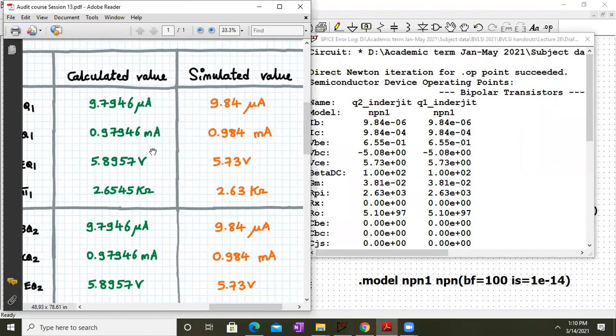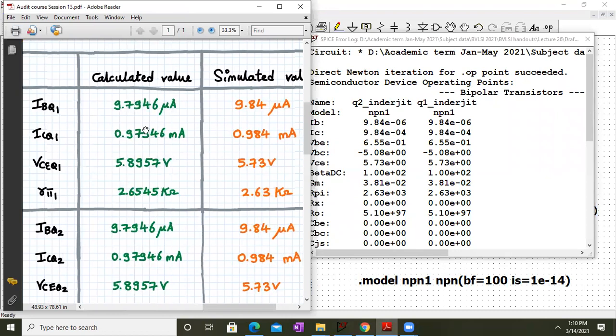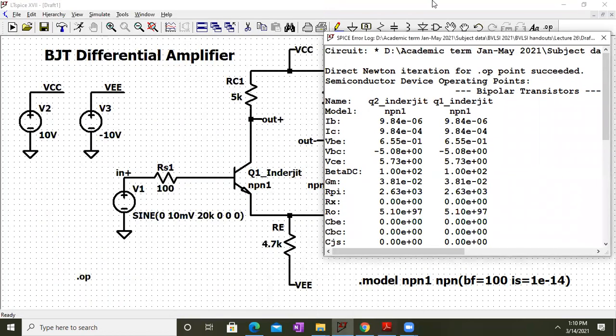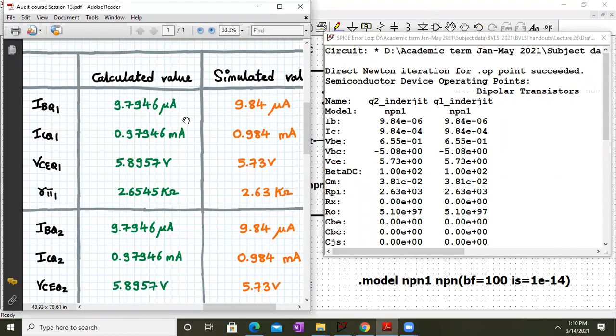Okay, over here. So the value of IB, let us check. Both the stages are symmetric, as you can see very clearly. Both the stages have almost the same parameters. Fine. So IB1, the simulated value is 9.48 microamperes and the calculated value is 9.7946 microamperes.